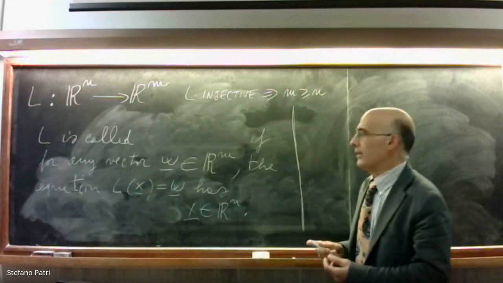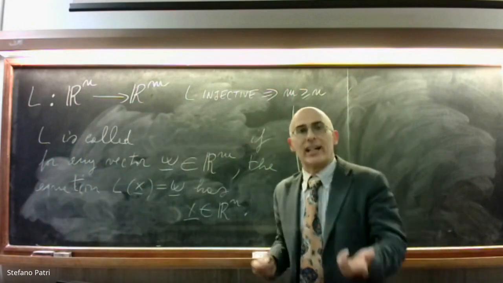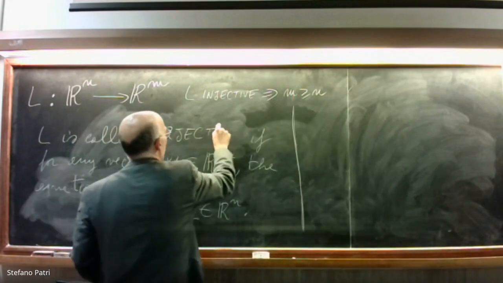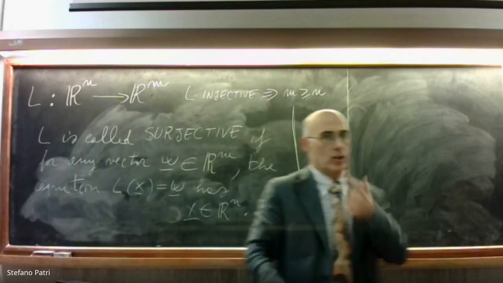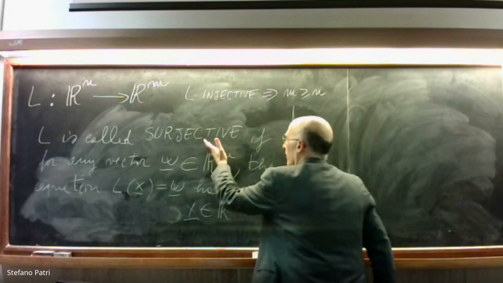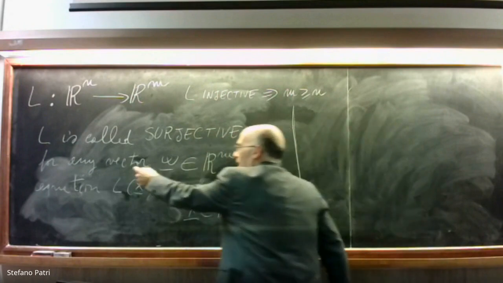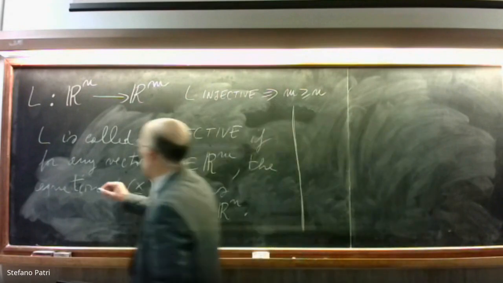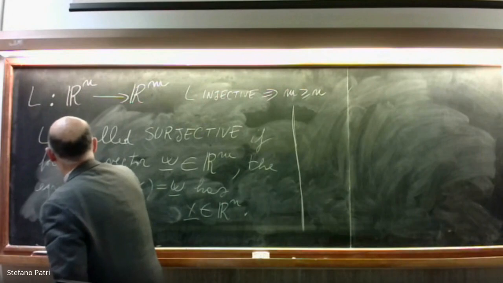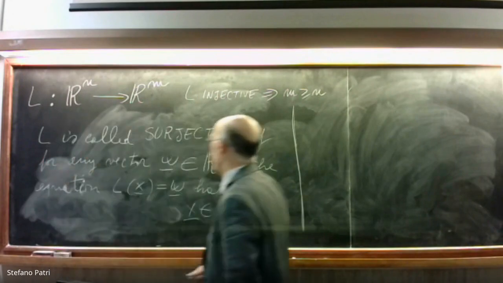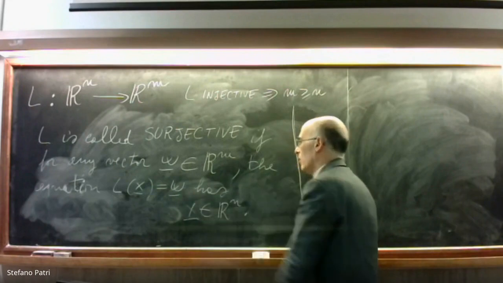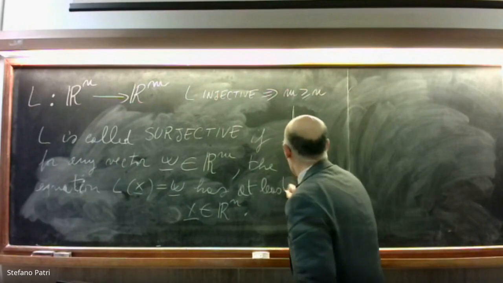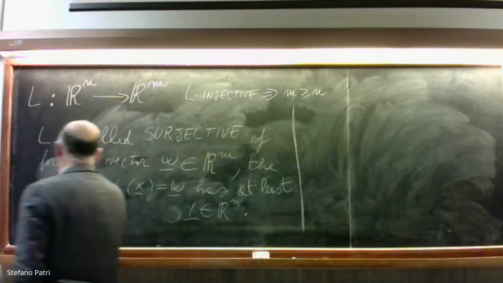And I give you the definition of surjectiveness. A linear application is called surjective if for any vector W belonging to the second space, the equation L of X equal W has at least one solution.